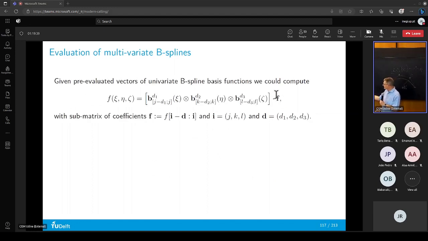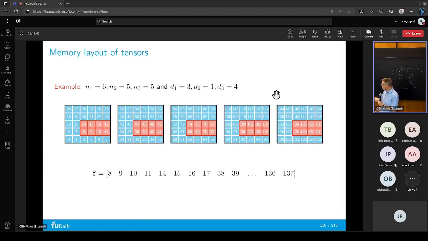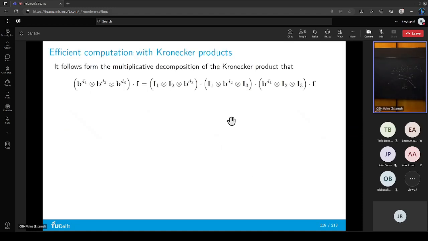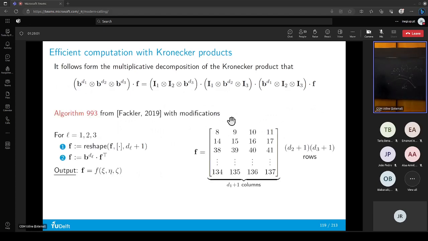So it means I always have to first gather the right portions from my big memory vector and then do the multiply, the dot product. What we found is a very nice algorithm in a paper from Fackler. It's really called algorithm 993. It's a running gag. I always tell my students, please use algorithm 993, and they know what to do. But only my students, I guess.